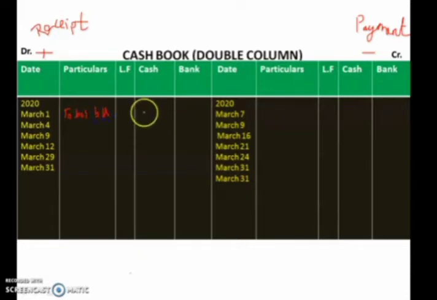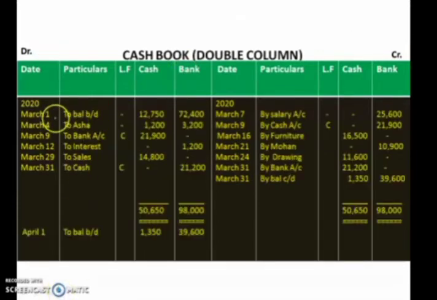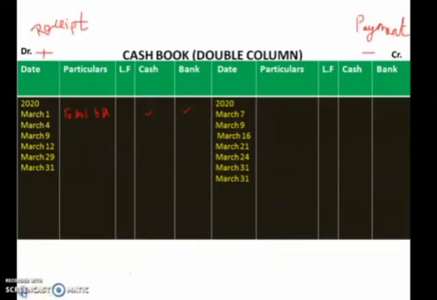What is the amount? 12,750, that you will write over here. And in bank, cash at bank, what is the amount? 72,400. That also you will write under the bank column. So your cash book would be, you can see here, March 1st, To balance brought down, 12,750 and 72,400. Okay. Now the next transaction.